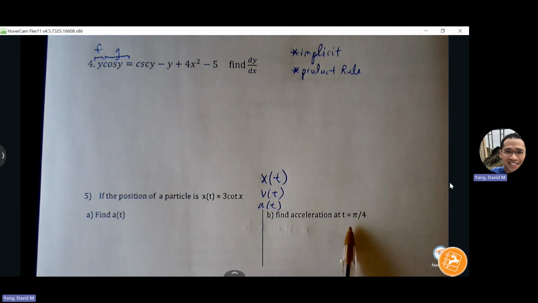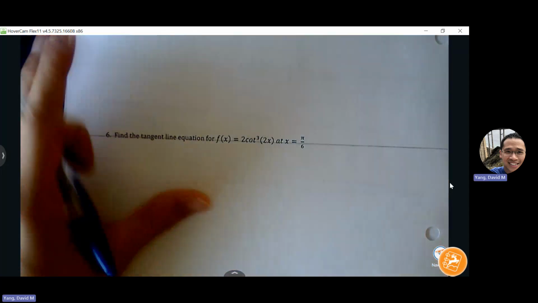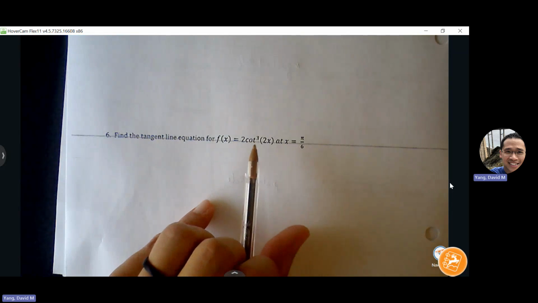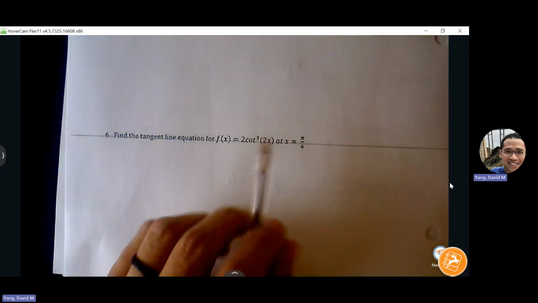And then you can just plug in pi over 4 into the acceleration, use your unit circle value to help you get it down to a number, right? Or down to a fractional answer. And then number 6, find the tangent line equation for our function. We've got to find our ordered pair. We've got to find our slope, then point-slope form.